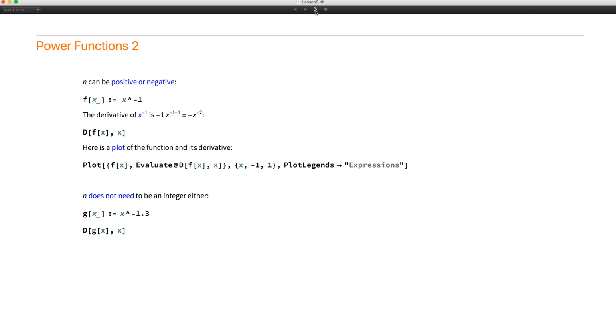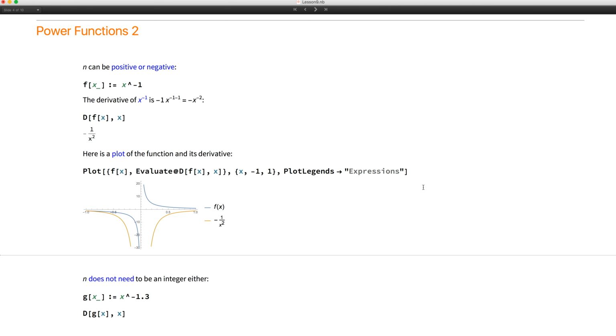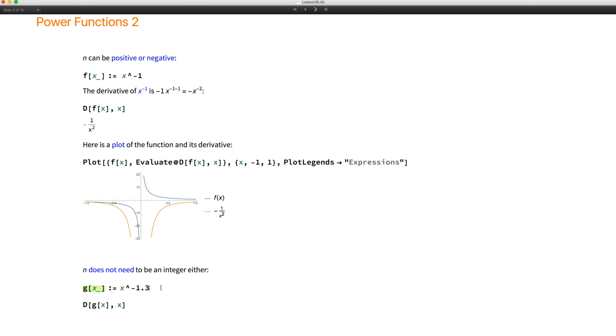So to go on to the same topic, suppose you have x to the negative 1. That's a negative number, but the same rule applies, and you get back negative 1 over x squared as the answer. So again, here's a plot of the function and its derivative. And finally, let's take an example where you actually have a kind of negative decimal power, but the same formula applies, and you get back the derivative in the same form, n times x raised to n minus 1.